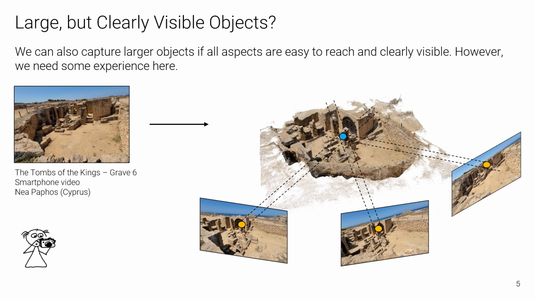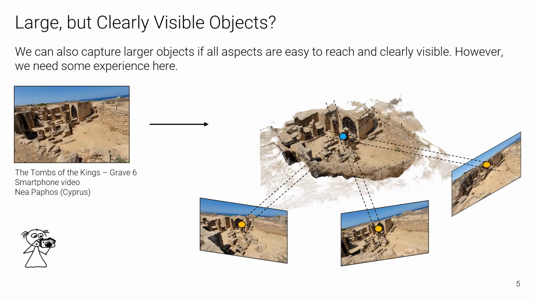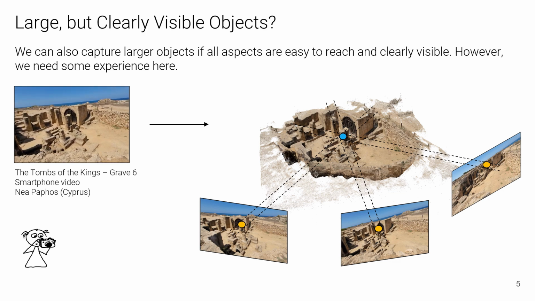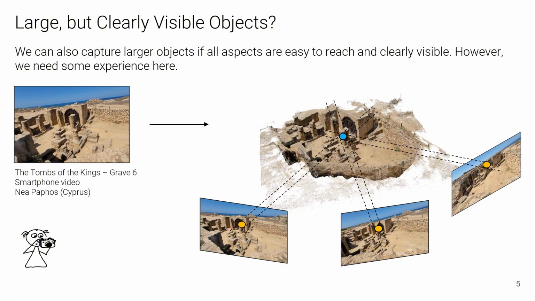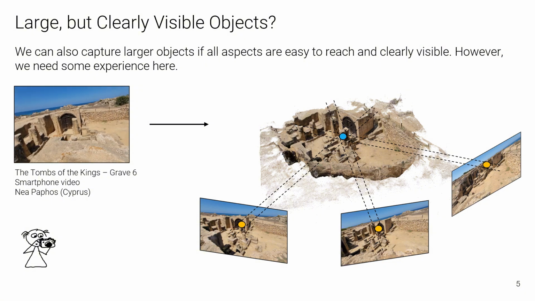We can also capture larger objects if all aspects are easy to reach and clearly visible. However, we need some experience here. As an example, we see one of the tombs of kings from Nea Paphos in Cyprus, which was recorded with a smartphone video around it.